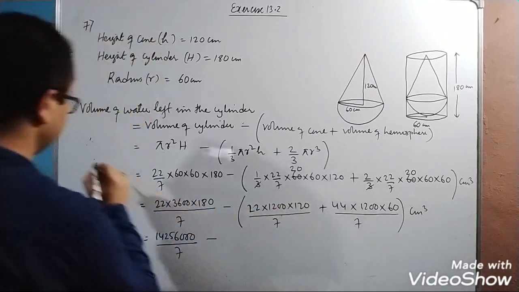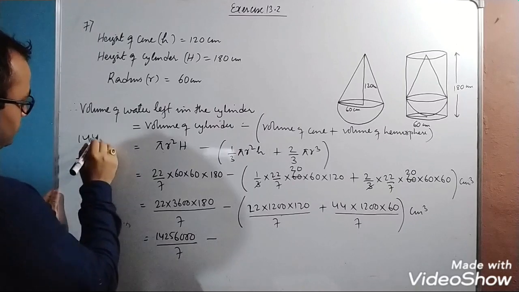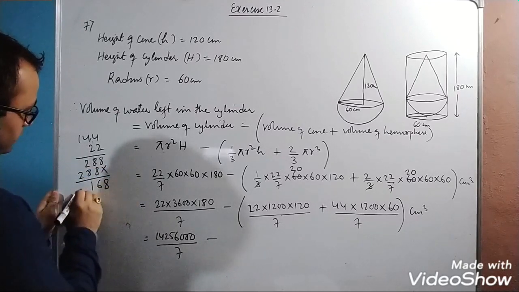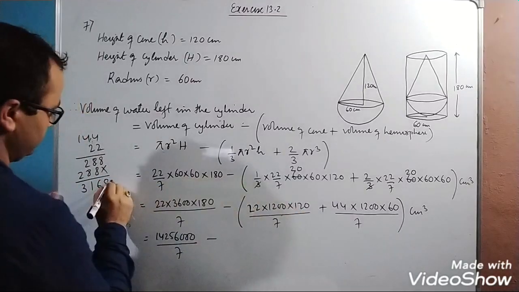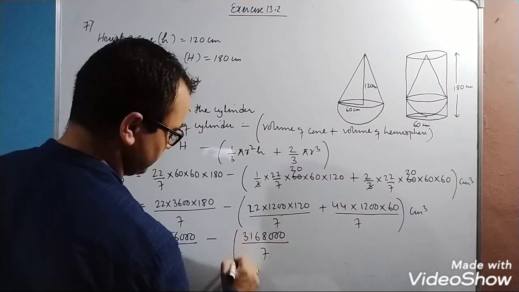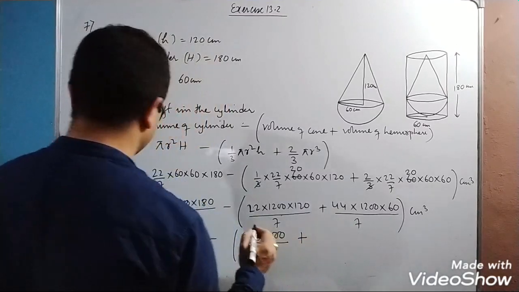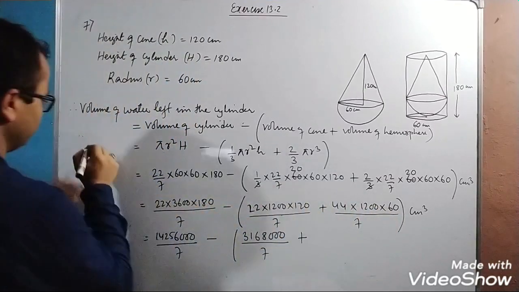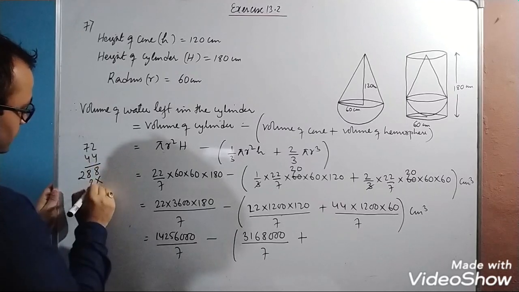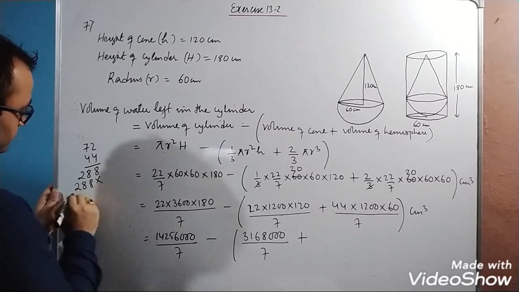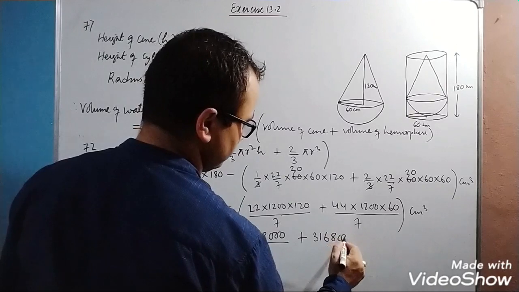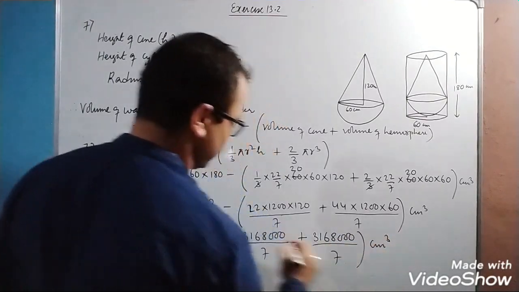Again we have to multiply 22 into 1200 into 120, which is 144 into 22, giving 3168000, divided by 7, inside the bracket plus 44 into 1200 into 60, which is 72 into 44, giving 3168000, divided by 7 centimeter cube. Now take LCM.